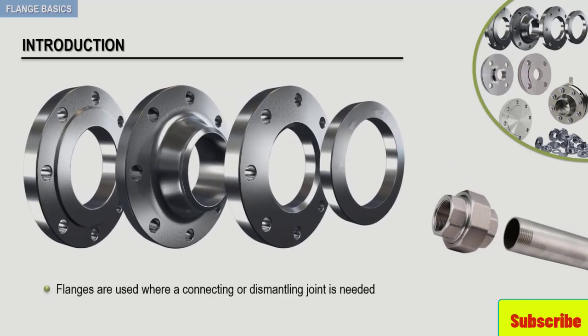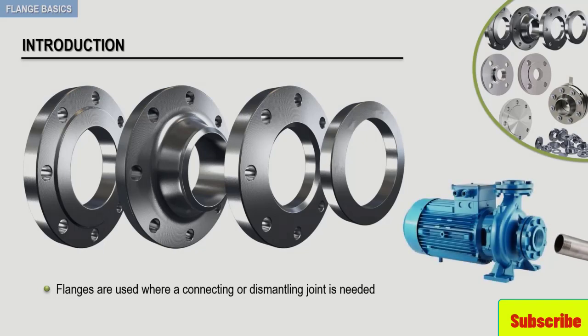Flanges are primarily used where a connecting or dismantling joint is needed. These joints may include attaching pipe to fittings, valves, mechanical equipment such as a centrifugal pump, or any other integral component within a piping configuration.